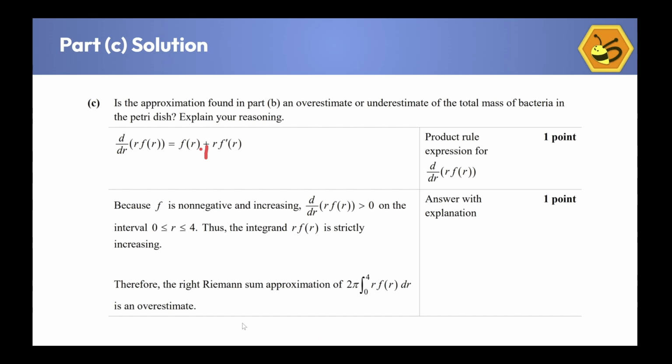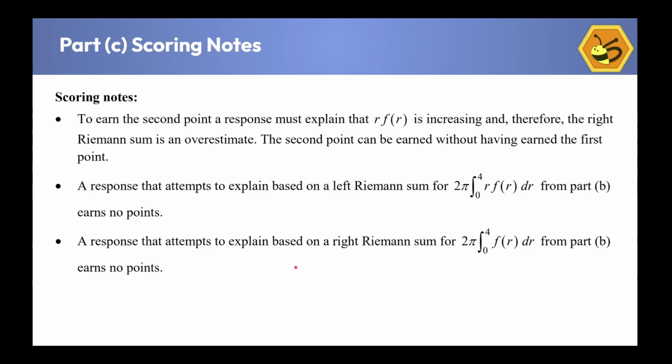And we can also check the scoring notes as well. Detailed information on how to implement. For the second point, the response might explain that R F(R), which is the integrand, is increasing. So the right Riemann sum is an overestimate. And if the response attempts to explain based on left or right Riemann sum from part B, there's no points, unfortunately.